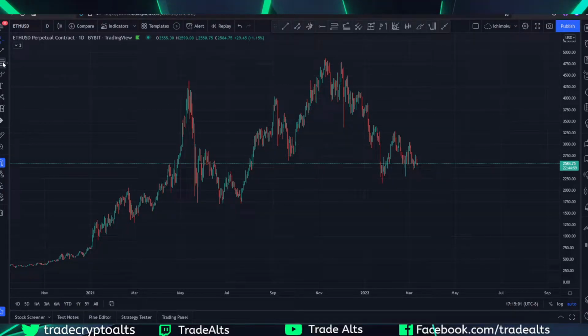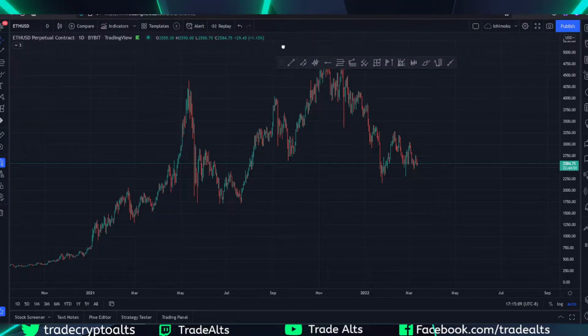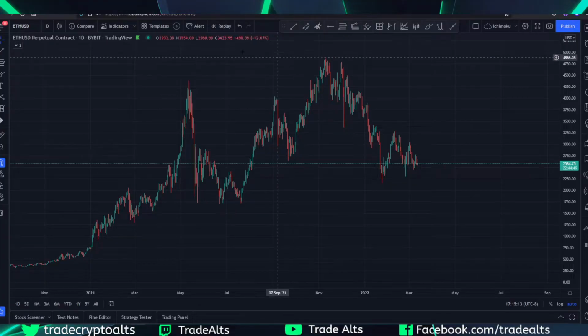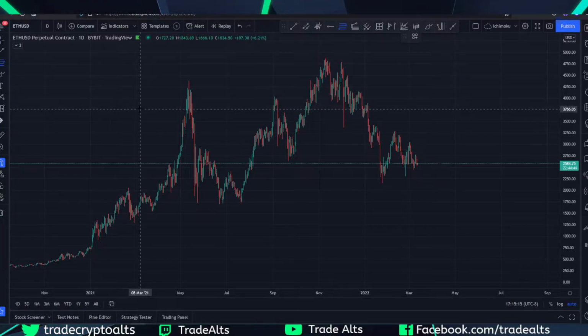So the first thing you're going to do is come over here to the side of your toolbar, wherever it is. Whether you have this toolbar up here, which I have a video on how to make in case you like to have your own toolbar, it'll be in your favorites. You're going to select the Fibonacci retracement tool.